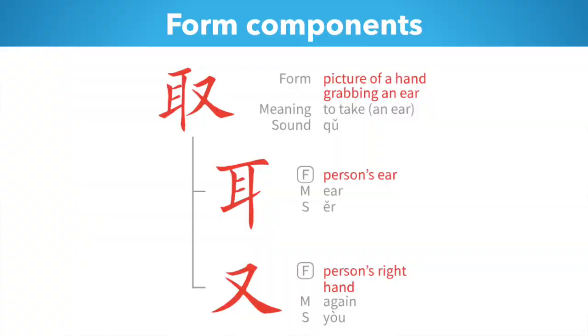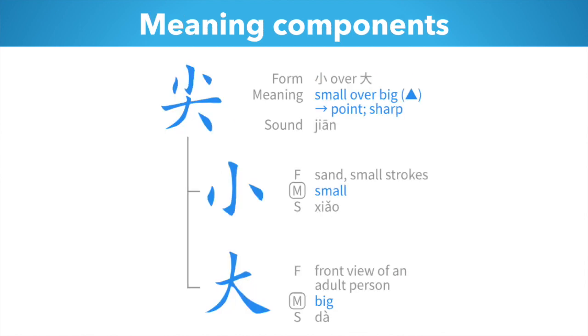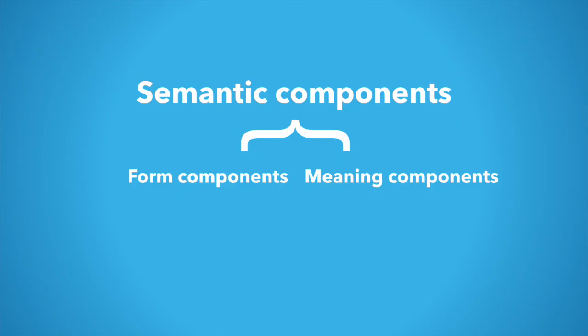Now I would like to give a brief description of the different types of functional components. Each one of these will be given in greater detail in a future video, so this is just going to be an overview. There are 4 types of functional components, and 2 of these types express a meaning. The first type is form components, which use their pictorial quality to express meaning. The second type is meaning components, which use an acquired meaning to express character meaning. Both of these types are collectively referred to as semantic components.